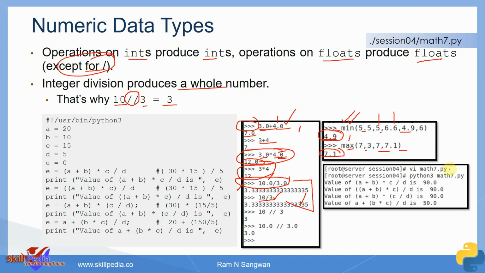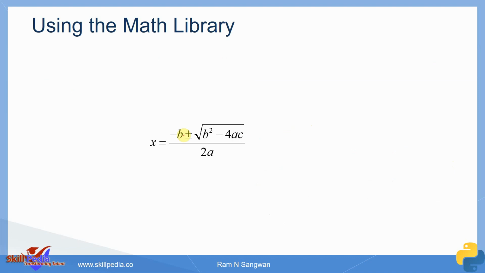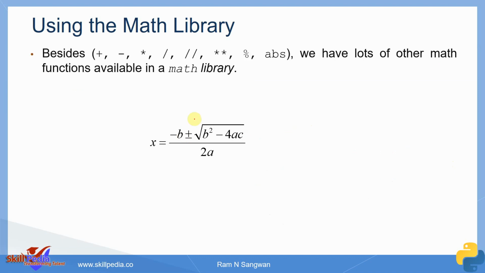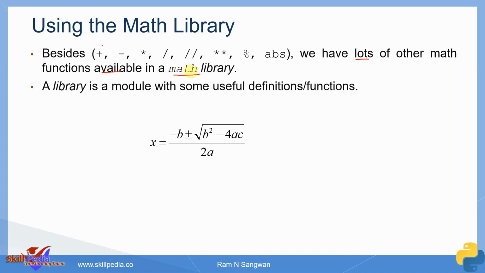And the program I gave you is Math 7, which gives you operators and some mathematics also. This is the math library I was talking about, in the last program I discussed. Besides plus, minus, multiply, divide and all these, we have a lot of other math functions available in the math library. So therefore we must use the math library. A library is what? It is a module. They are interchangeable terms. Yesterday I was talking about module, but today I am using the term library.